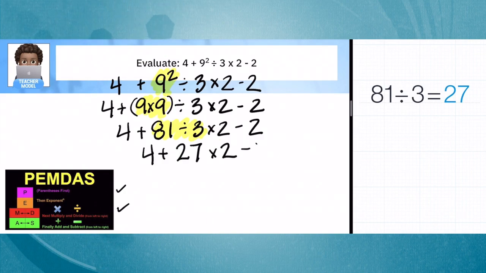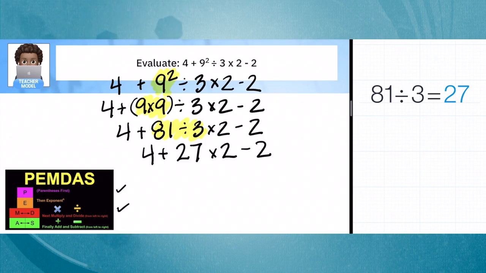So notice how I keep rewriting everything, and I know it's like, Miss, that's so extra. Just do it. Take the time to really get into the habit of showing and capturing all your thinking. It is so easy to make a mistake here. And if you make one error, it will carry through the entire problem and it will just be wrong.